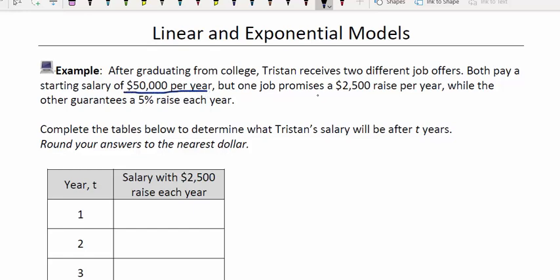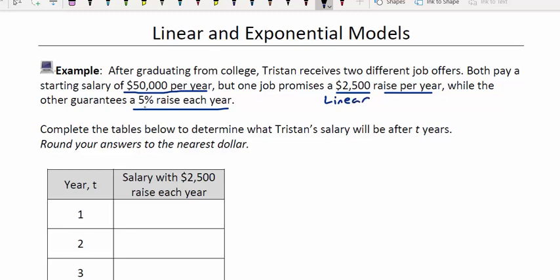But one of the jobs promises a $2,500 raise each year, while the other job guarantees a 5% raise each year. So to be clear, the first job is going to simply add $2,500 to Tristan's salary each year, regardless of what his previous salary was. Anytime something goes up or down the same amount each year, that would be the definition of linear.